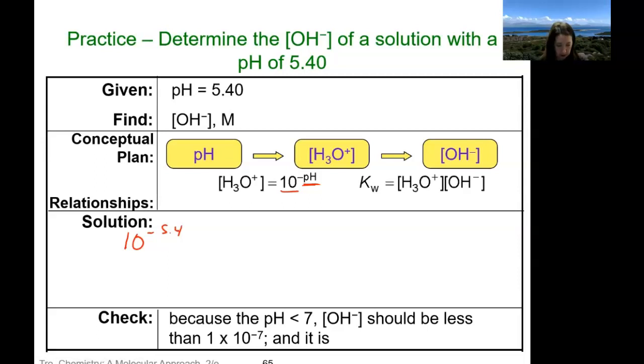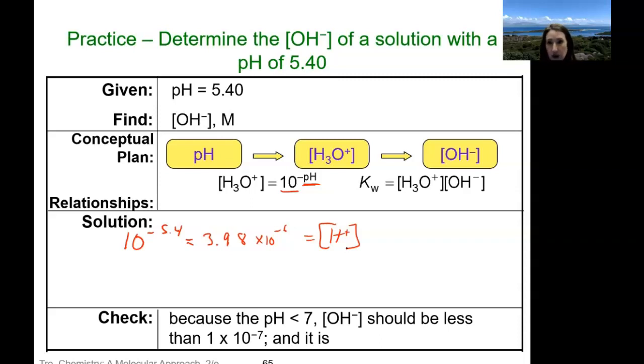I don't have this on here. Hold on. Trying to write this neatly. 3.98 times 10 to the negative 6. But again, this is H. We don't want H. We want OH, right? So we just take 10 to the negative 14th and divide it.